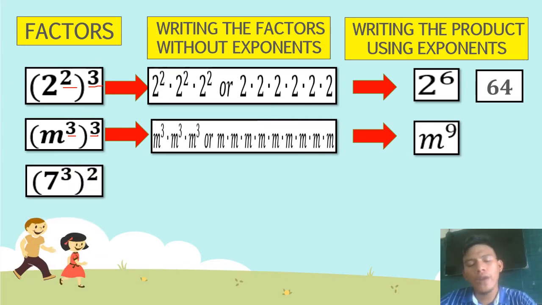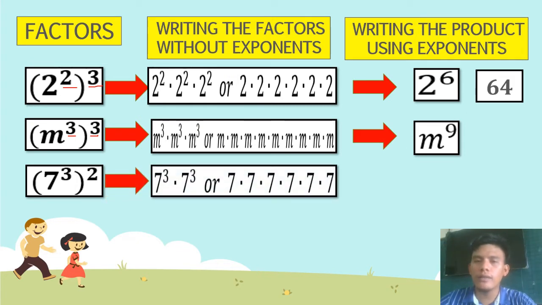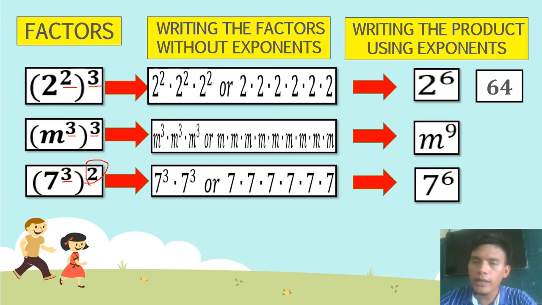Third example, 7 cubed raised to 2. When you write that without the exponent, 7 cubed times 7 cubed, or 7 times 7 times 7 times 7 times 7 times 7. When you use the fifth law of exponents in writing the product using exponents, you multiply their exponents. 3 times 2 is 6. So the exponent is 6 and the base is 7. Therefore, the final answer is 7 raised to the exponent of 6.